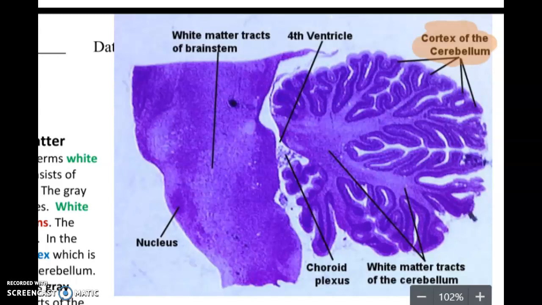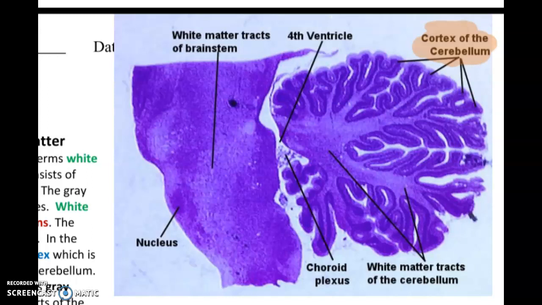Welcome to Histology of the Nervous System, Part 2. We are going to look at gray matter versus white matter in both the brain and the spinal cord. Then we're going to look at the parts of a nerve. Notice I was saying neurons in the previous part. Well, now we're going to look at a nerve.